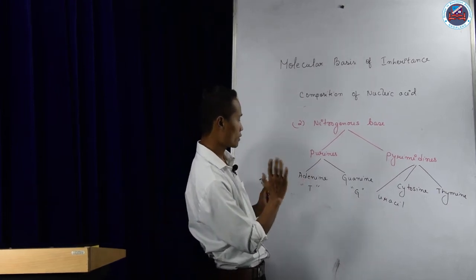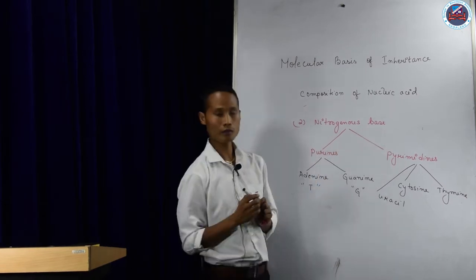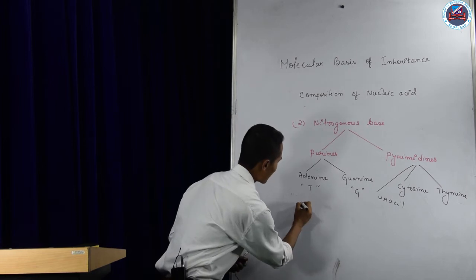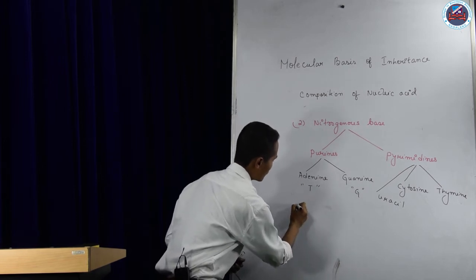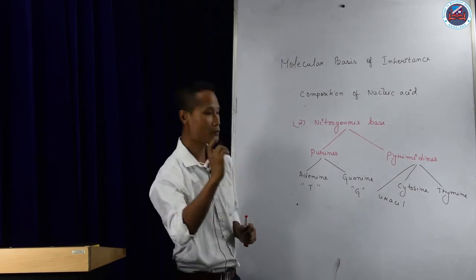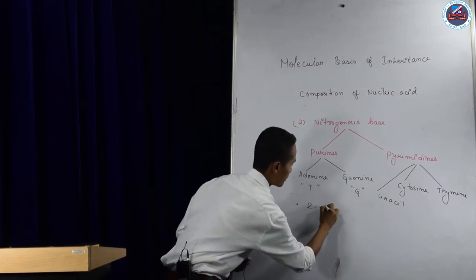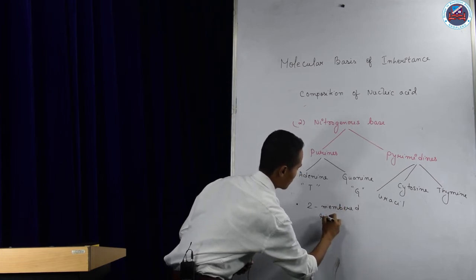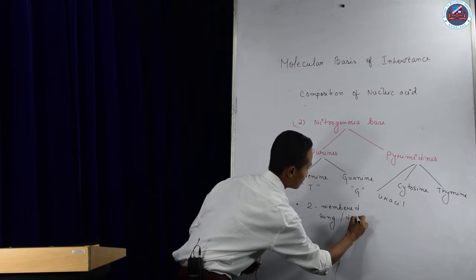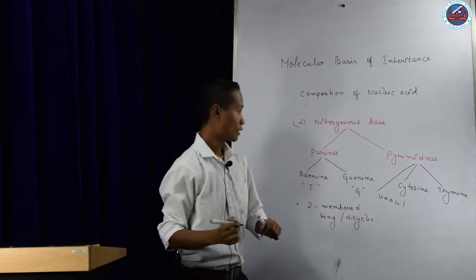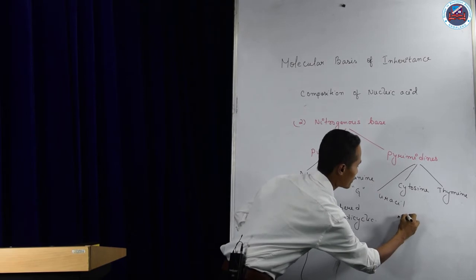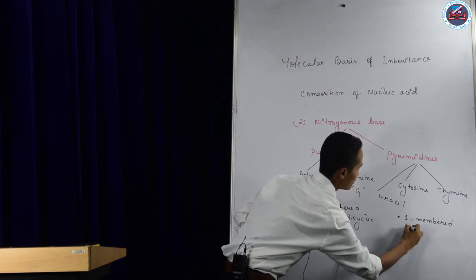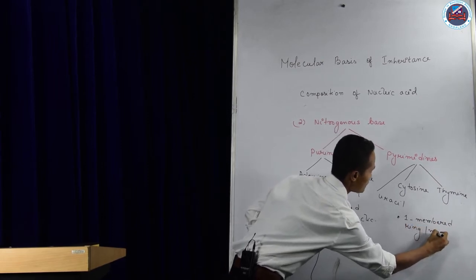Let's try to understand what this purine and pyrimidine means in detail. Now, usually purines are 2-membered ring, or I should say dicyclic. Okay. Whereas pyrimidine is 1-membered ring compounds, or I should say monocyclic.